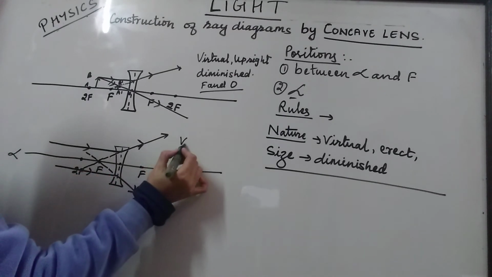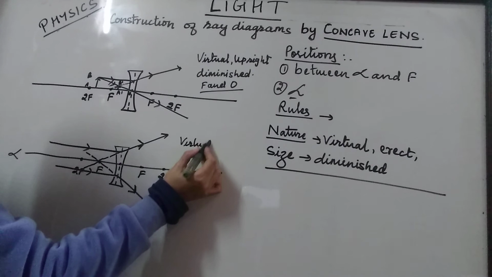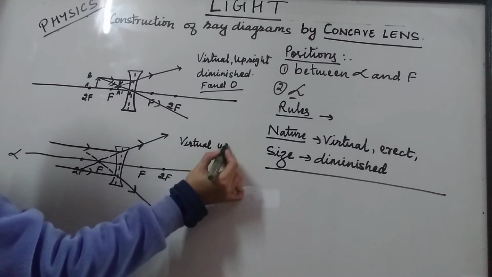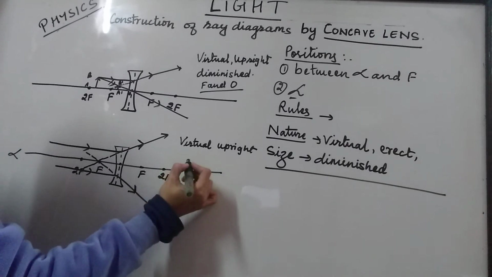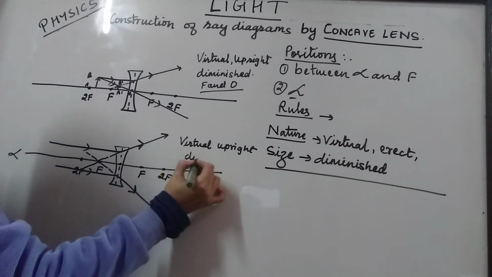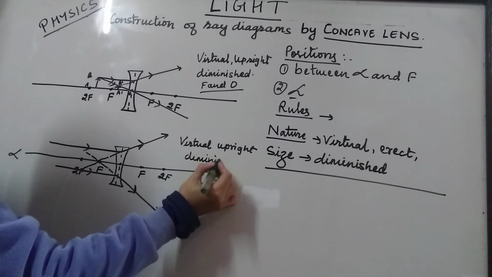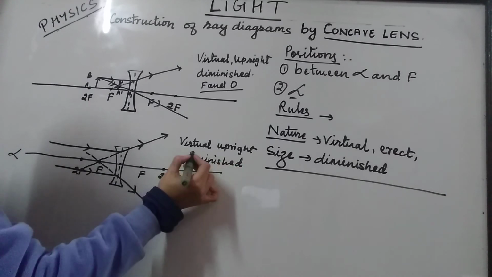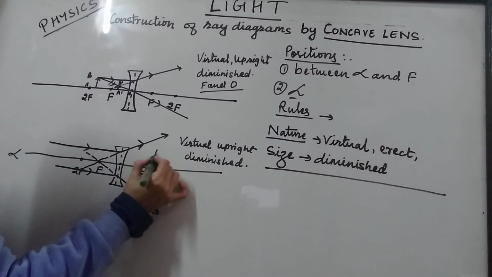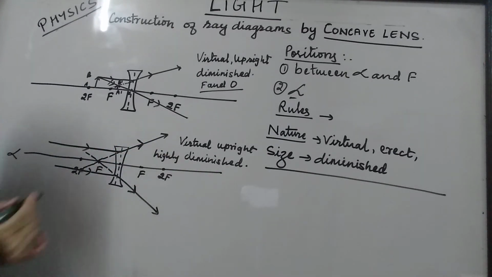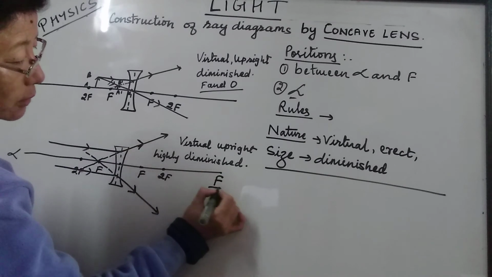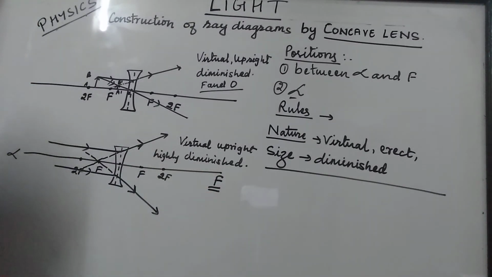So it is virtual and upright. When it is virtual, it is always upright, and in the case of a concave lens, the image is diminished. In this case, it is highly diminished, very small, and the position is at F. The image will be formed at the focus.